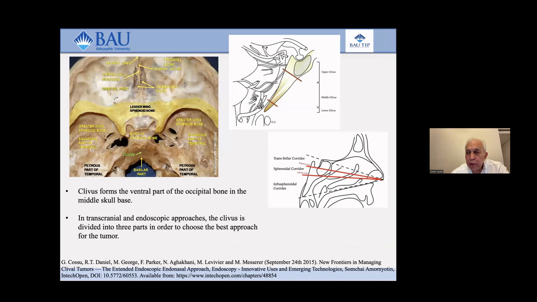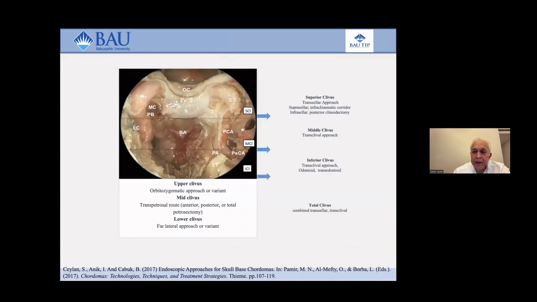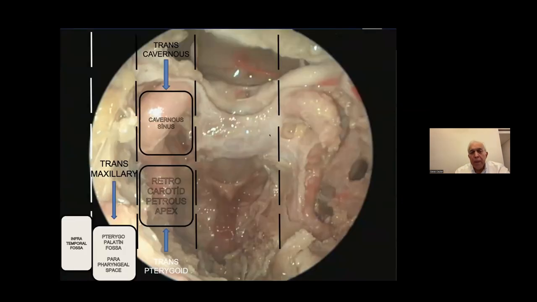In transcranial and endoscopic approaches, the clivus is divided into three parts: the superior clivus, middle clivus, and inferior clivus. The inferior clivus contains the lower clivus and craniocervical junction. For this region, we routinely use transclival and transodontoid approaches. Median and paramedian lesions are very suitable for the extended endoscopic approach.